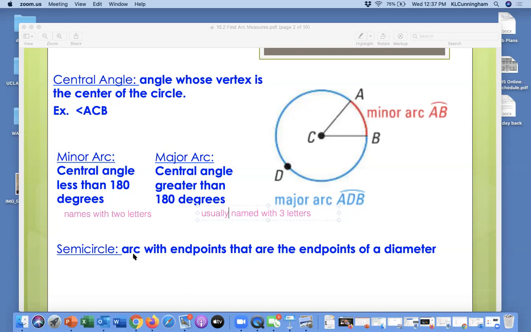An arc with endpoints that create a diameter of a circle. For example, if you have a straight line going through your center so that you have this entire half of the circle cut off as an arc, we call that a semicircle. It's the arc with endpoints that are the endpoints of a diameter. A diameter cuts your circle in half, making it a semicircle.